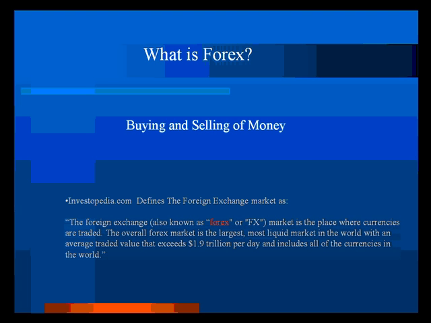So basically the Forex market is huge. It's larger than any other market, and it's the most liquid market. And what that means is that there's so many transactions occurring that there's a lot of money exchanging hands. So it's very easy to get in and out of the market.